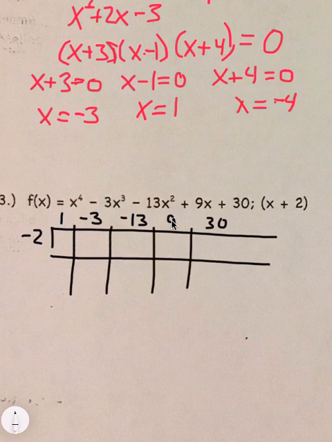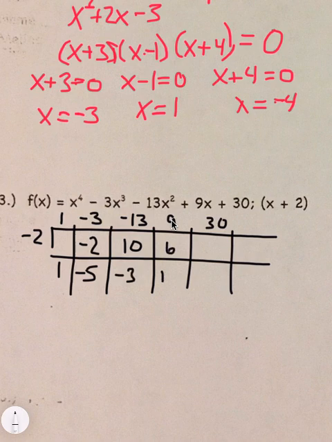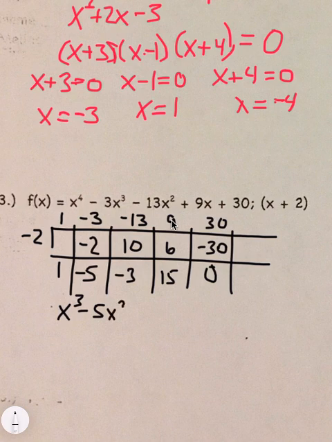So, excuse me, we're going to go through here, drop the 1, multiply by -2, add them, multiply by -2, add, multiply, and add again, and then multiply. So we get 0. So now we factor it all out. So we get x cubed minus 5x squared minus 3x minus 15.